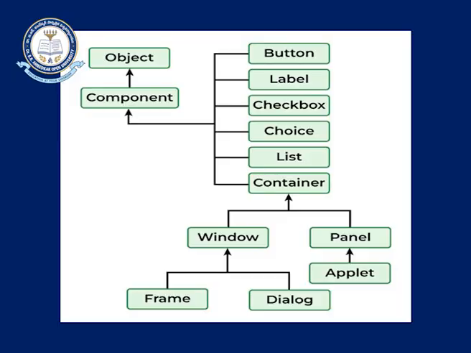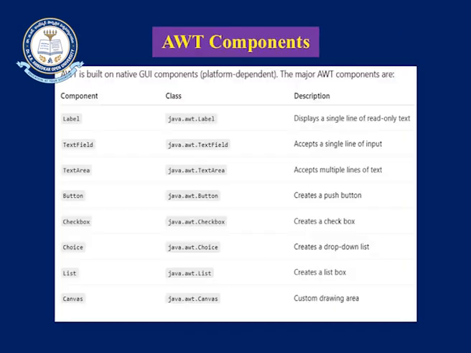So this is the diagrammatic representation of the AWT. First one is the object, then component. Under component we have buttons, labels, checkboxes, choices, lists, and container. Next, in container we have window and panel. Using panels you can create applets, and using window you can create frames and dialog boxes.